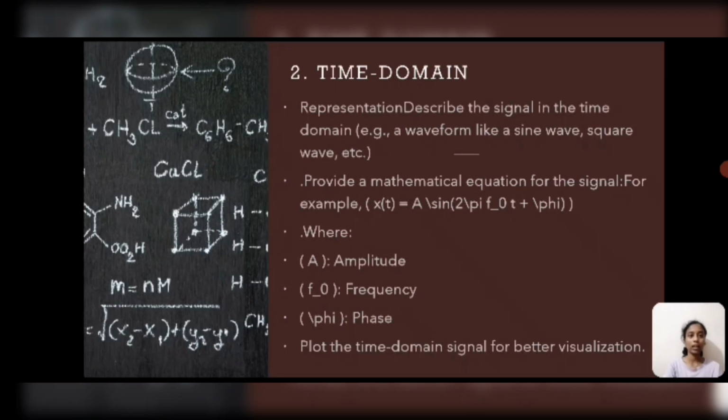Time domain representation describes the signals in the time domain, for example, a waveform like a sine wave, square wave, etc. Provide a mathematical equation for the signal, for example, x(t) = A sin(2π f0 t + φ), where A is amplitude, f0 is frequency and φ is phase. Plot the time domain signal for better visualization.